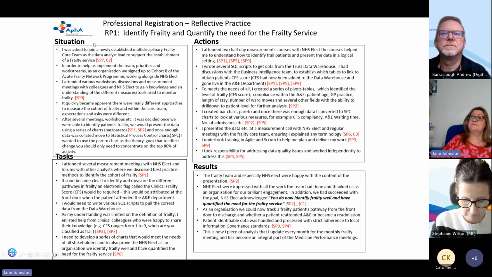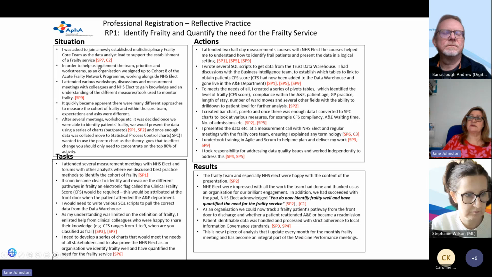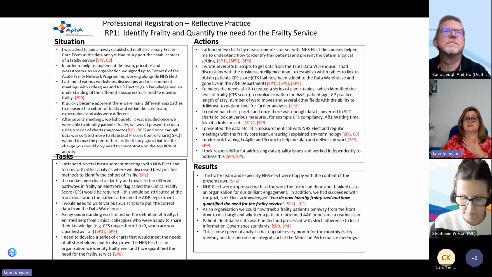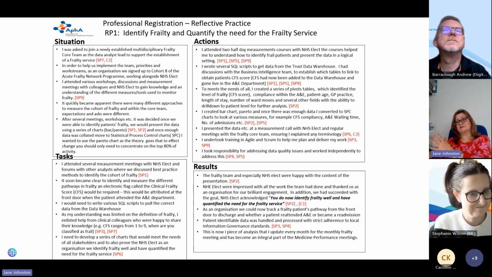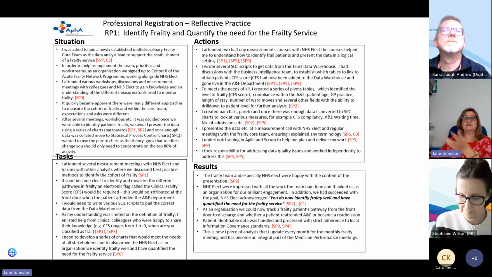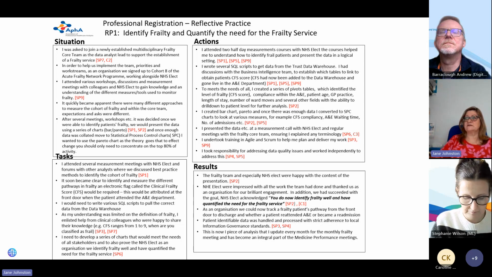So as you write out what the situation is, you're asked to join an MDT frailty team, and looking at the standards, you think, well, actually that covers SP7 and C2. Now, I don't have the actual standards in front of me. We'll get to those further on. C2 is one of those core competencies that I think Louise asked a question on, so we'll move through to those.